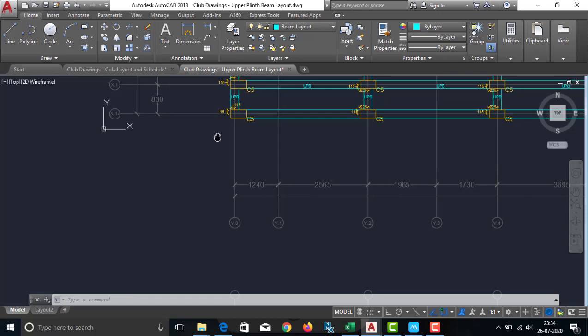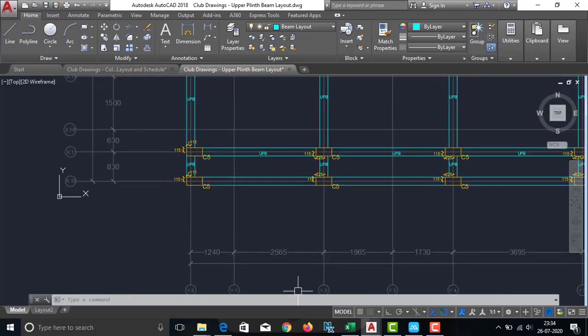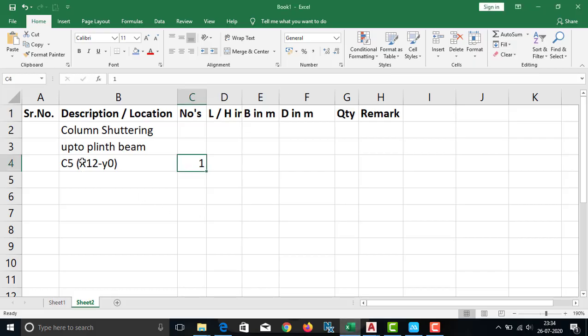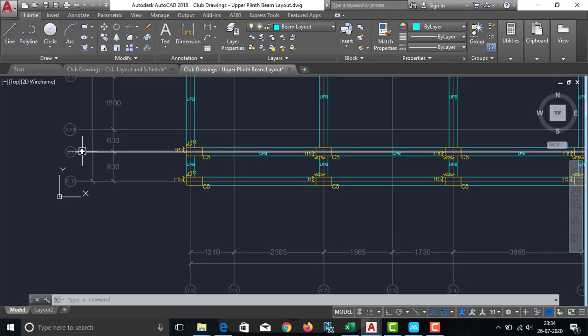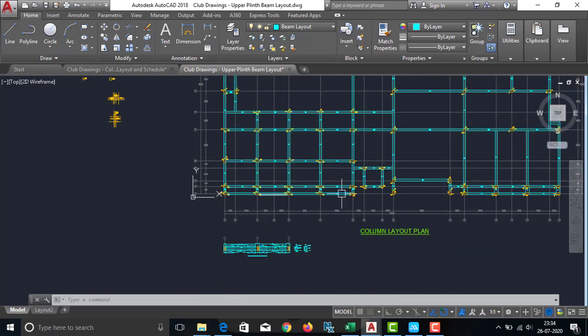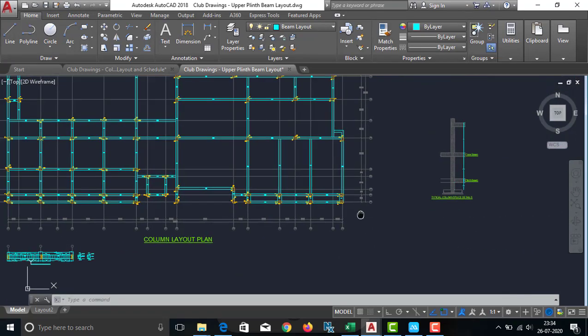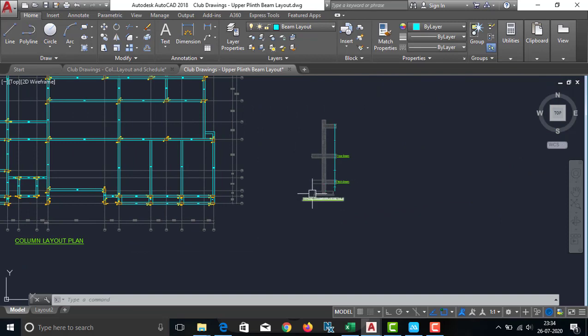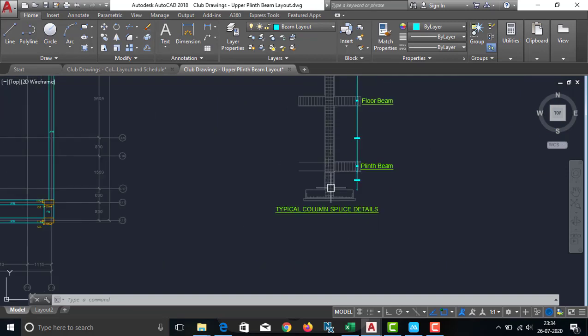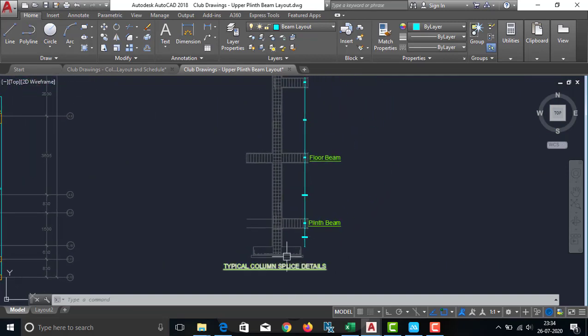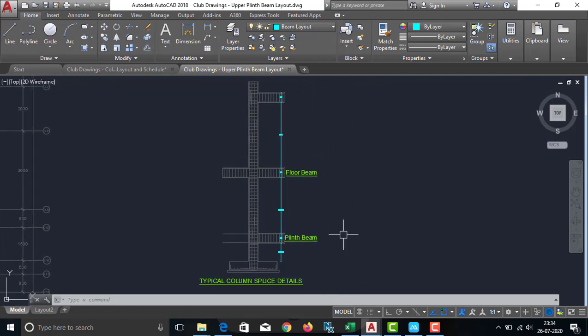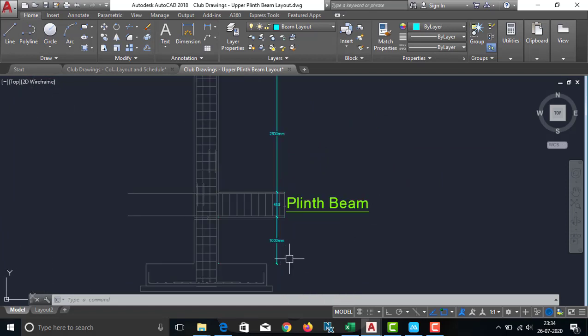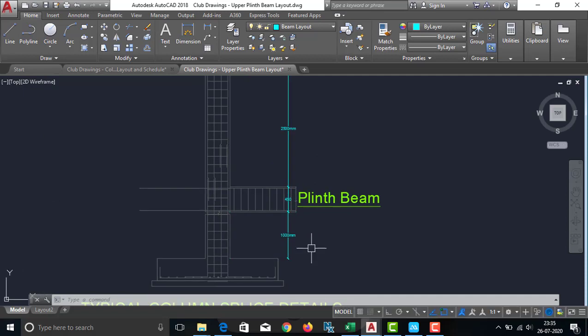What is the length? To find the length, see in the Excel sheet what heading I have written, it is up to plinth beam. So I should know what is the height of that column up to plinth beam level, that is top of the plinth beam. So for that we have to refer the cross section. Here this one is the cross section, so it will be there in the drawing which is received by the site engineers or at the site office.